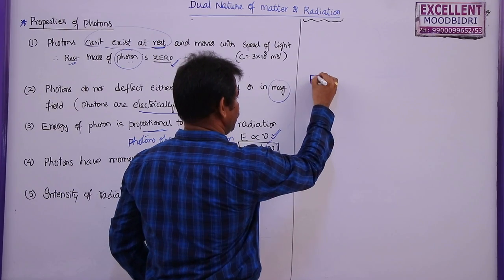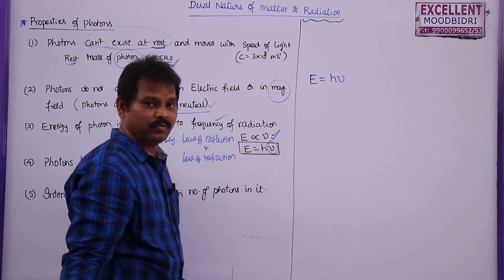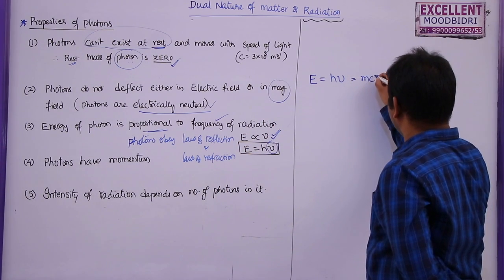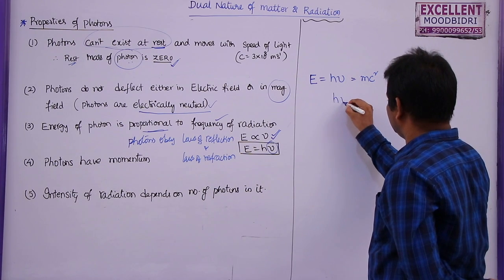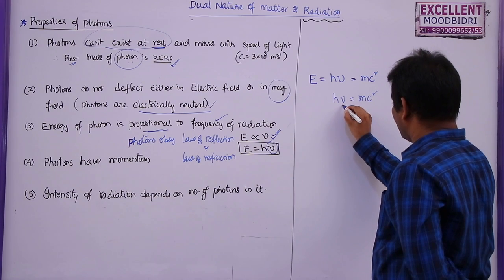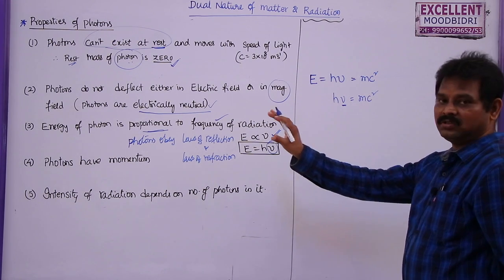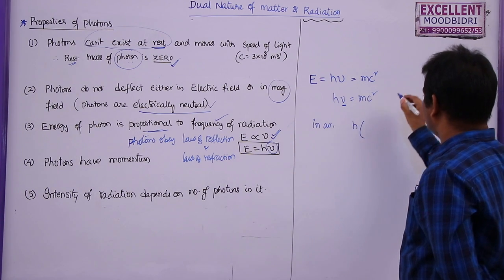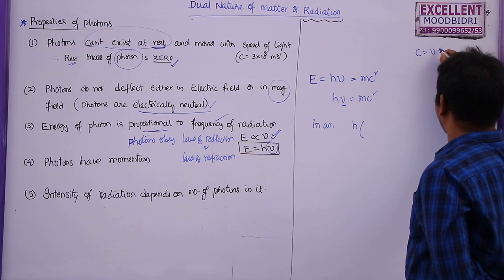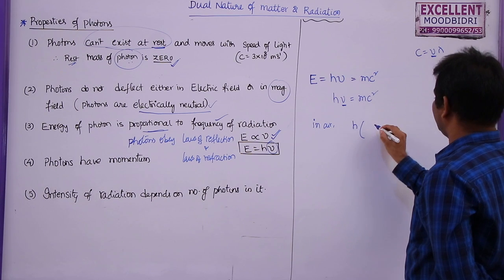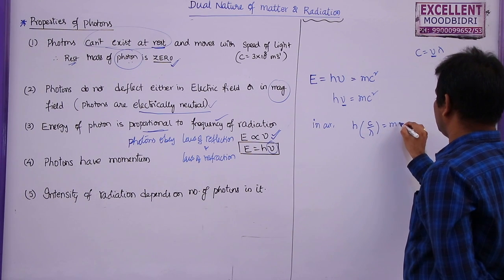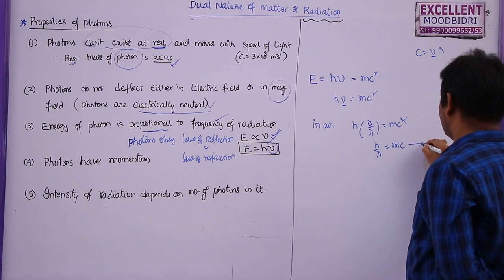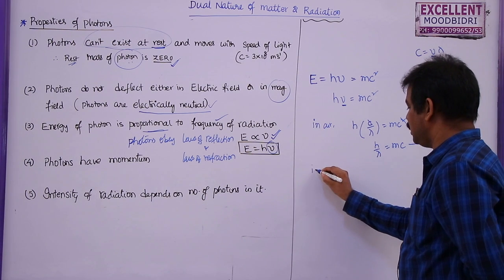The energy of the radiation is given by E is equal to h nu. But according to Einstein's mass-energy relation, this can also be written as mc square. So from this, h nu is equal to mc square. And what is this frequency? Suppose the radiation is traveling through air, so in air we can write h into mu is equal to mc square, with c equal to mu lambda, or mu is equal to c by lambda. You can cancel this, and so h by lambda will be mc. This is equation 1.